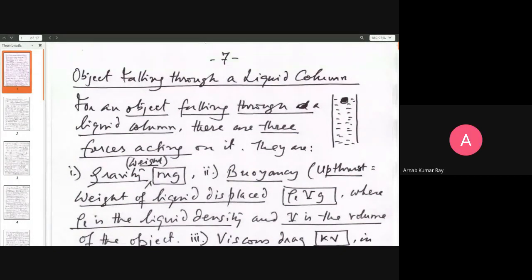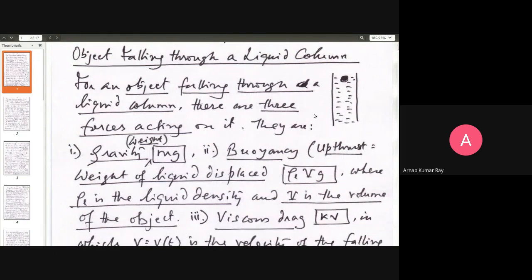Thank you very much. So now we shall take up another problem involving liquids. It's a problem of an object falling through a long liquid column. So you have a solid object, let's say spherical, falling through a long liquid column, a tube or something containing water, and you are dropping the object through it. When an object falls through a long liquid column, 3 forces act on it. Let us now slowly analyze the 3 forces.